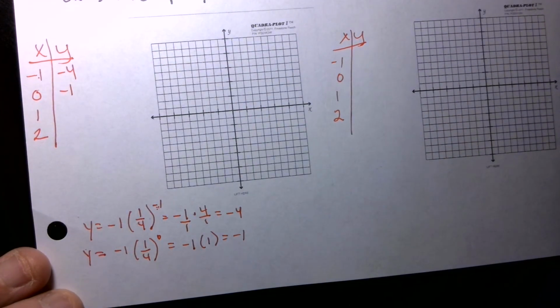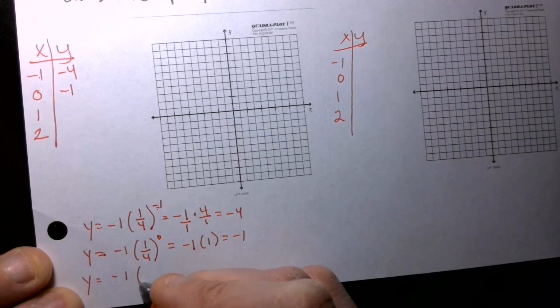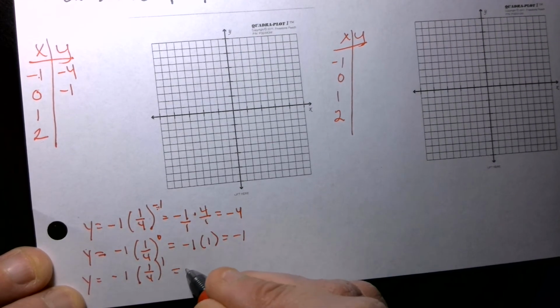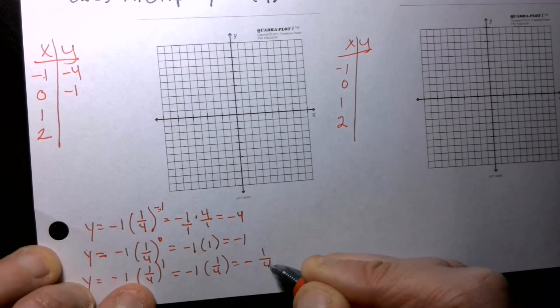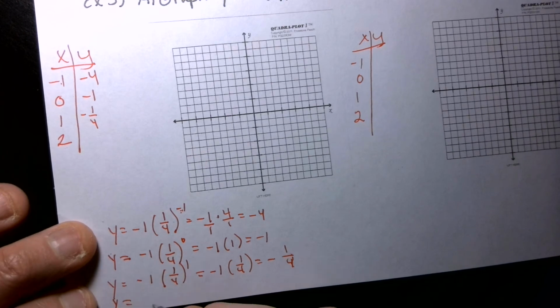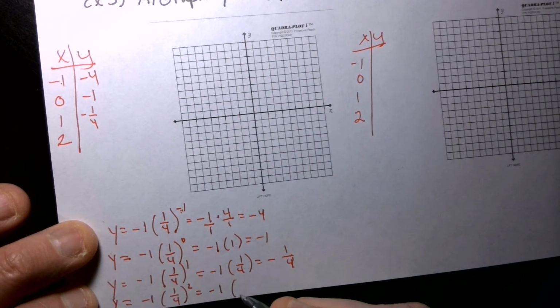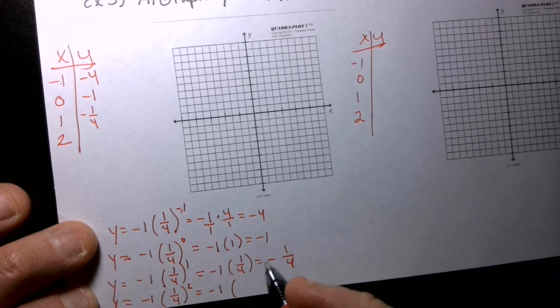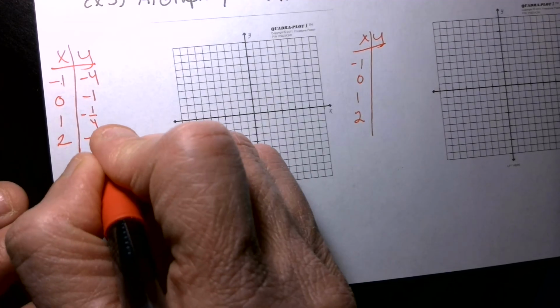So some of these turn out pretty nice. Then we get to these that get a little sticky. 1/4 raised to the 1 equals negative 1 times a fourth, which is negative 1/4. Going a little faster here. Y equals a negative 1 times 1/4 to the second equals a negative 1 times a fourth times a fourth. 1 times 1 is 1. 4 times 4 is 16. So I get a negative 1/16.